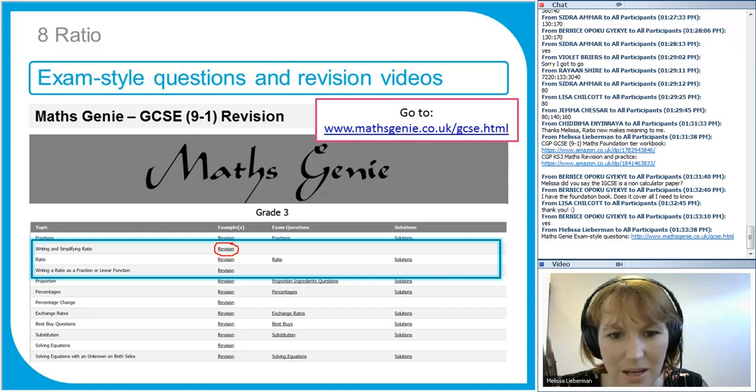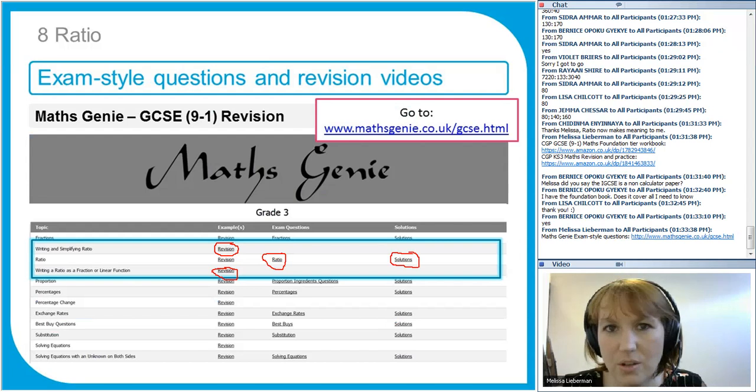But this middle one, you've got some exam questions and solutions, so click on those and you've got some more practice there. So you don't have to use the textbook at all. If you would rather just work through these instead, that's fine.